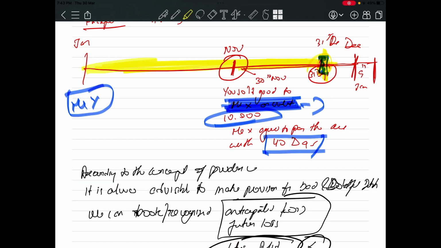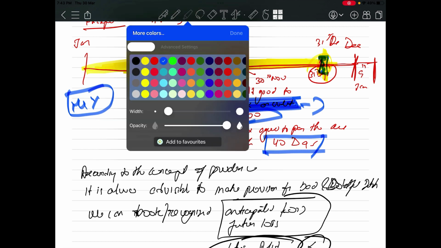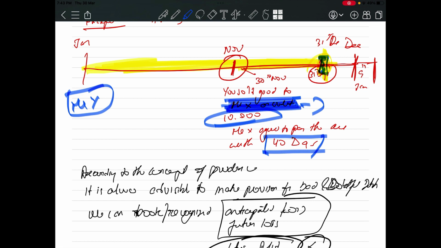Now see, he sold goods in this current accounting period. When will he receive the payment for the goods he has sold in the current accounting period? He will receive the payment in the next accounting period, right? Because the payment term is 40 days. Now Mr. Y has a doubt that he will not receive the full amount. Now at year end, he will create provision for bad debts.